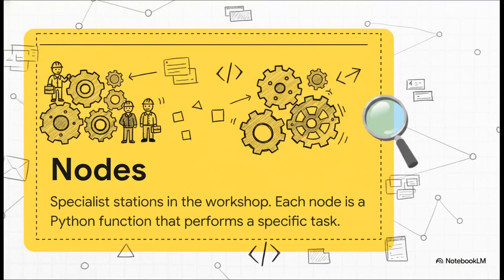First up, we have nodes. Just think of these as your expert workers or the specialist stations in our workshop. In code, a node is just a Python function. That's it. It's responsible for one specific piece of the job. And this modularity is absolutely key to building complex systems that are still easy to manage.